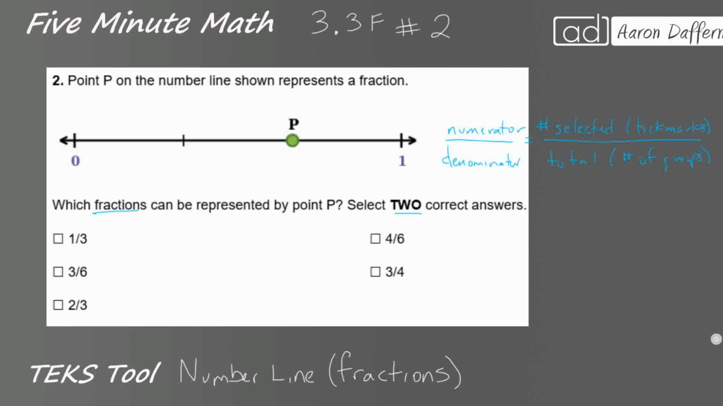So let's look at what should be the easy one. How many groups do we have? Well, we need to count the spaces between 0 and 1. Go from 0 to this first tick mark. From that first tick mark to the P, which is sitting on another tick mark. All right, so I'm seeing three spaces that are equal. They have to be equal spaces in order for it to be a fraction. So I've got thirds. Okay, so that's going to be an easy one. Let's make this thirds.